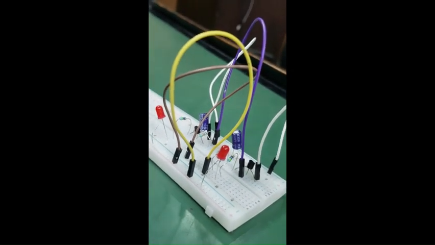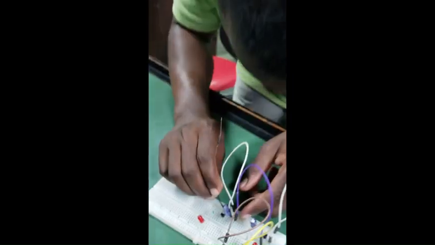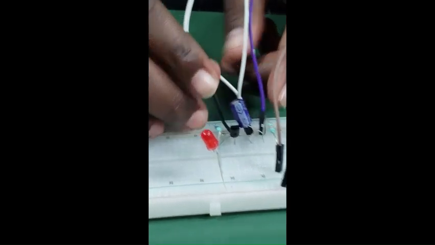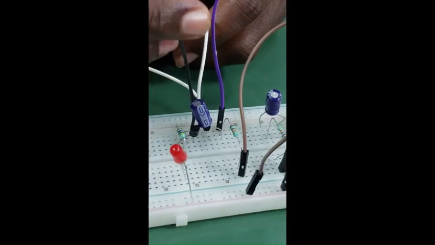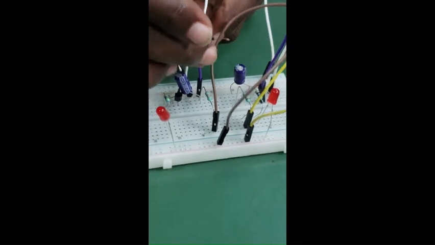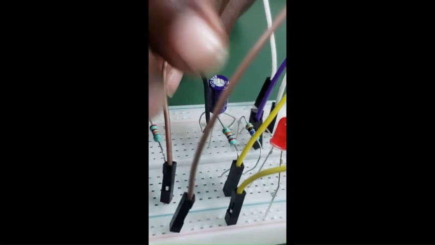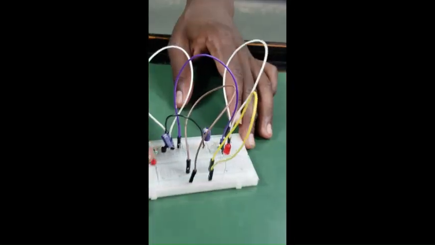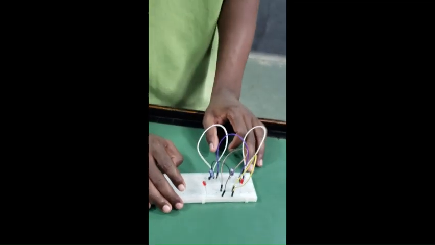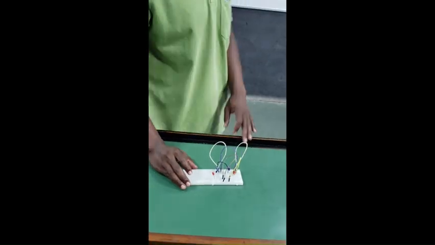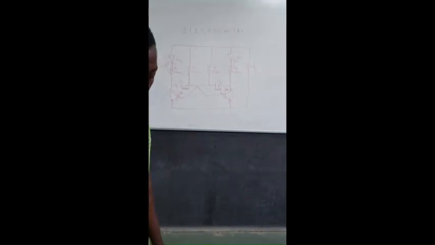Similarly, I'm connecting the base, this is the base of this transistor, to the negative terminal of the opposite capacitor, this one. So now my circuit is complete as per the circuit on the board.